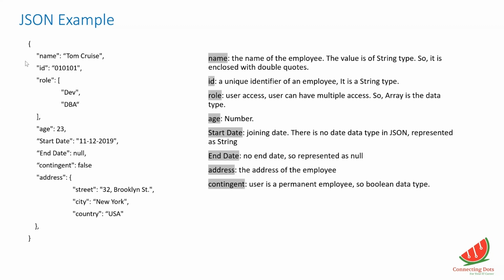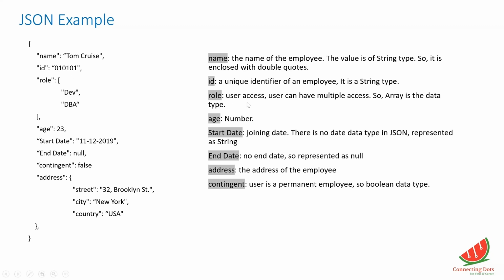So Tom Cruise, since it is a string, is represented in double quotes. Whereas ID, it's a unique identifier, it's a string type. I don't think you can use that as a number. It's a very big number. We have never used that. If you want, you can try.